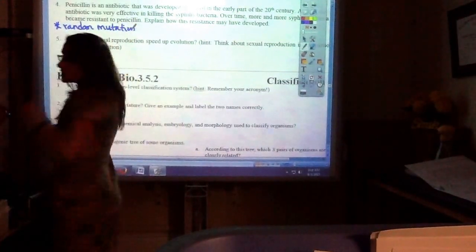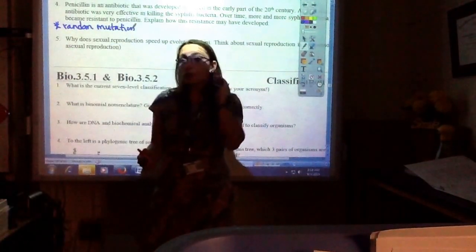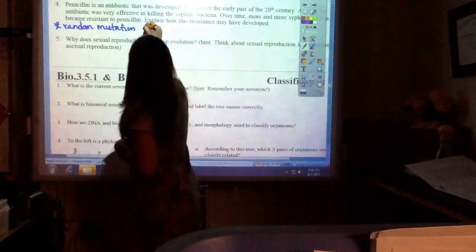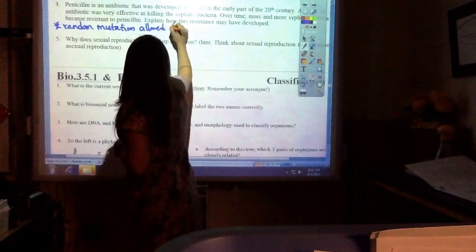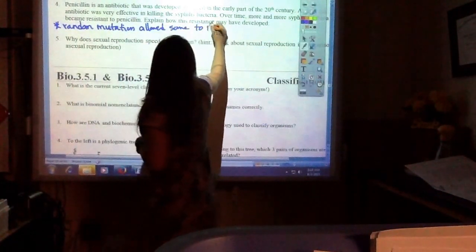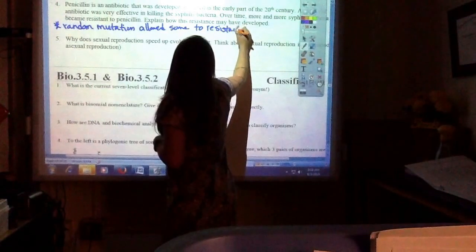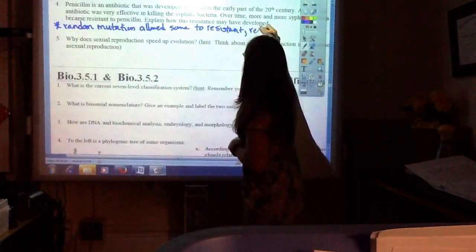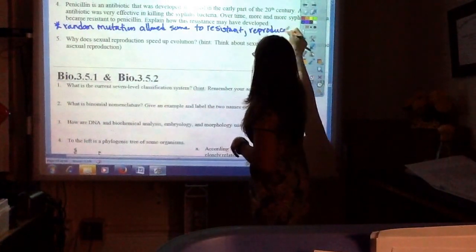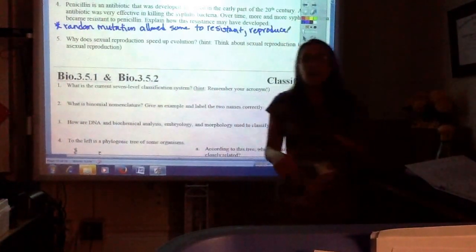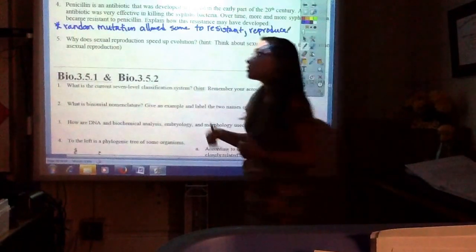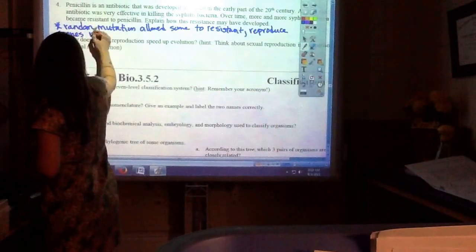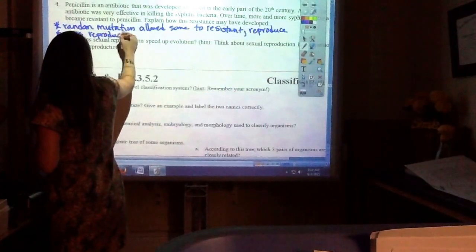The antibiotic did not cause the mutation. There were already random mutations or random variation. And this allowed some to be resistant. Resistant, remember, means that you're not harmed by it. So they weren't harmed by the antibiotic. And these were the ones that survived long enough to reproduce, which meant that as time passed, most of the ones that were reproducing were the resistant ones.